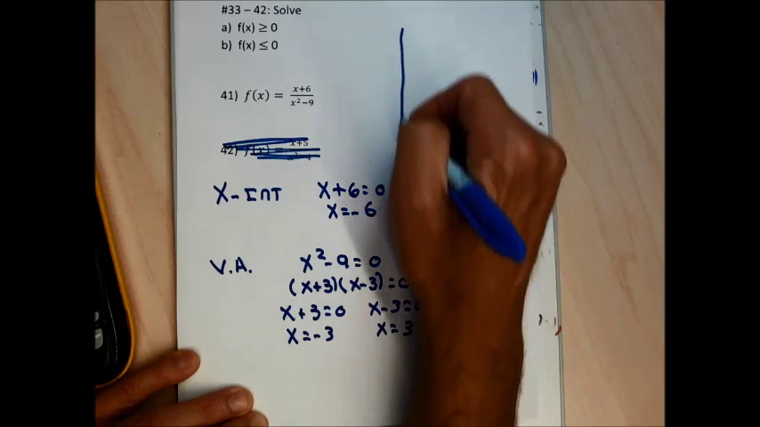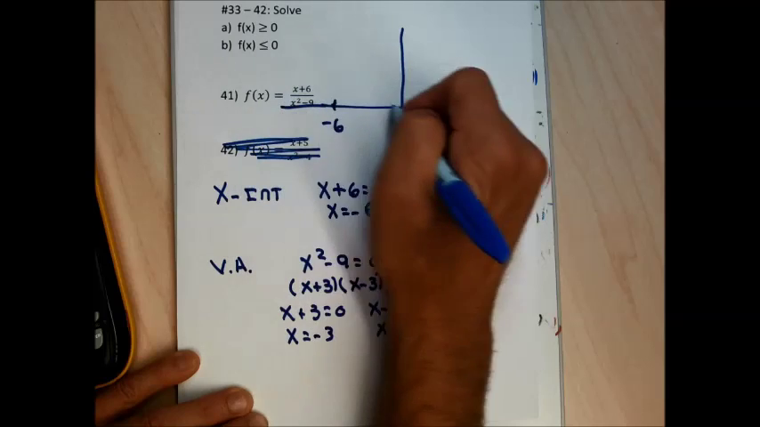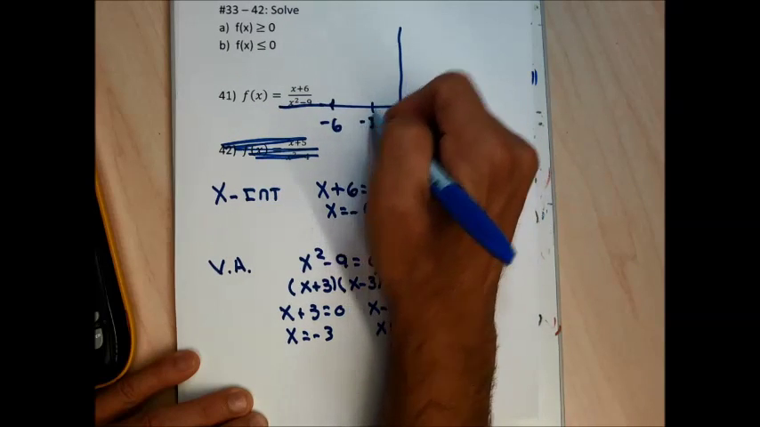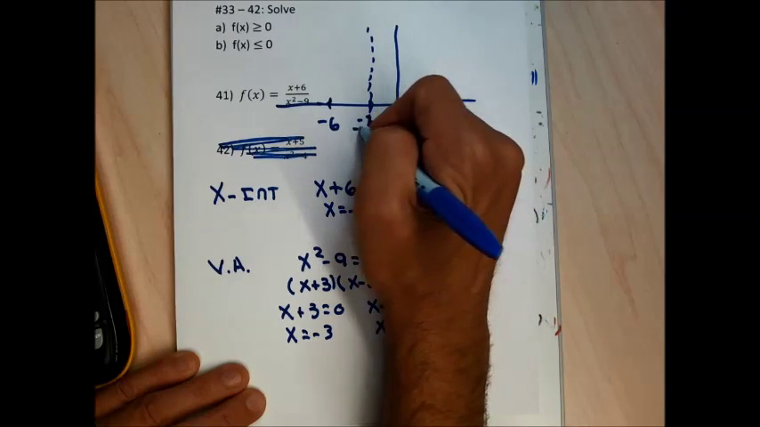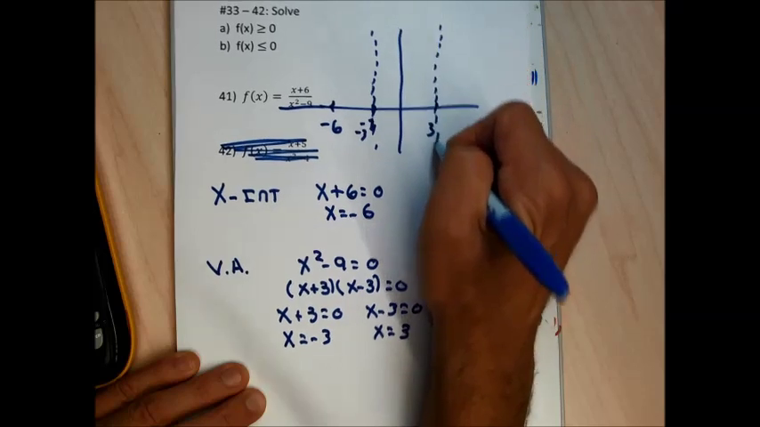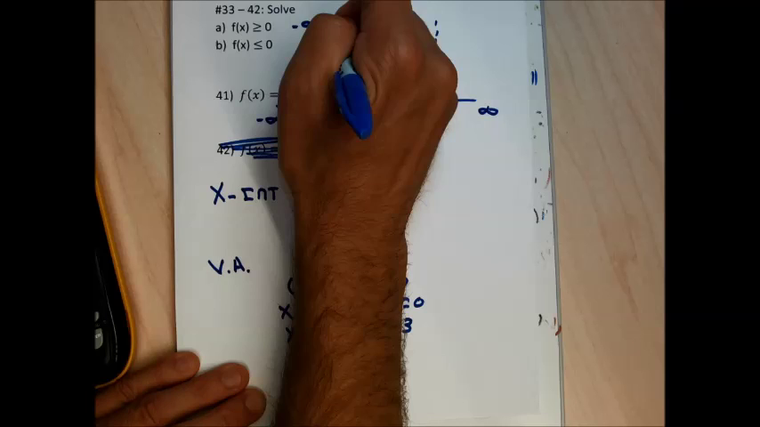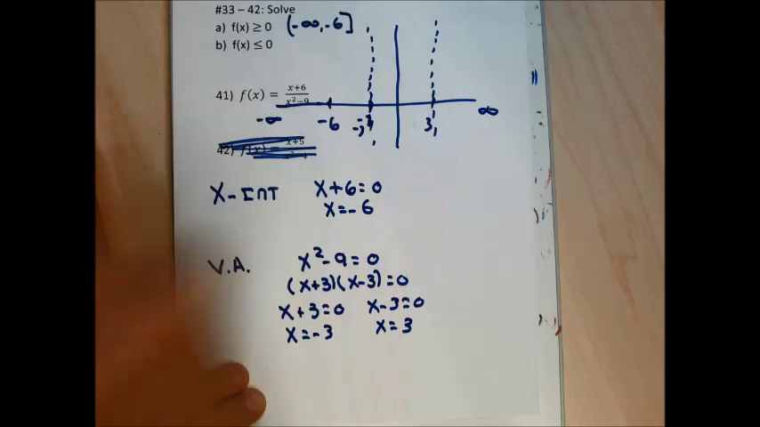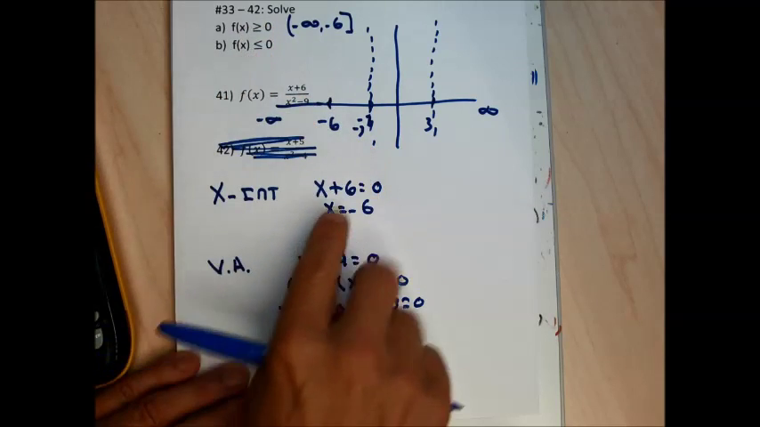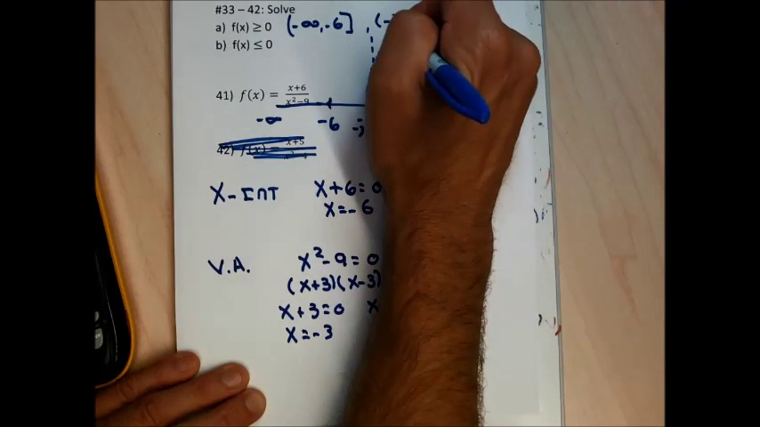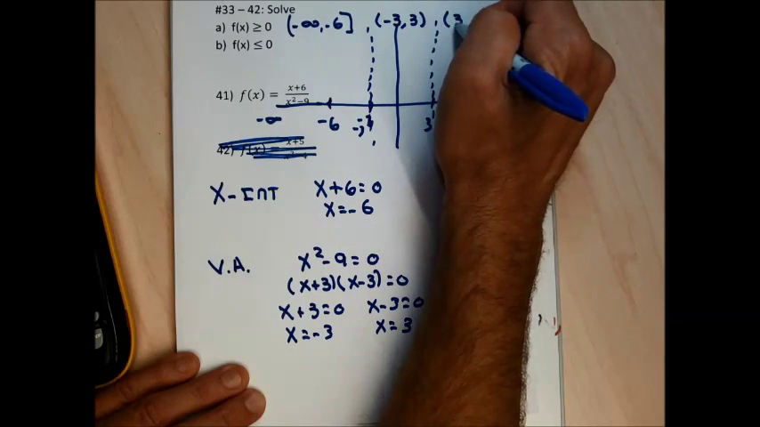So when I ultimately do a graph, I'm going to have negative 6, which is a vertical asymptote, which is a square bracket. Negative 3, which is a vertical asymptote, which is a round bracket. Positive 3, which is a vertical asymptote, which is a round bracket. The intervals I'm going to have are negative infinity to negative 6. Infinities always get round brackets. The x-intercepts get square brackets when the question has 0 or equal to. Middle interval, negative 3 to 3. Vertical asymptotes always get round brackets, and then 3 to infinity.